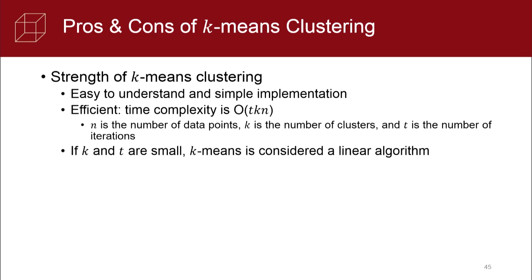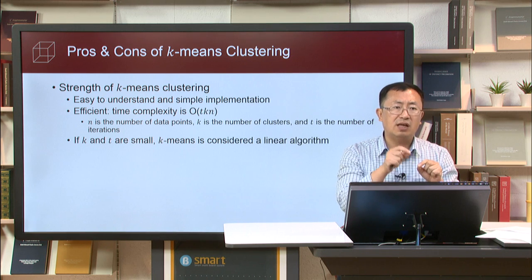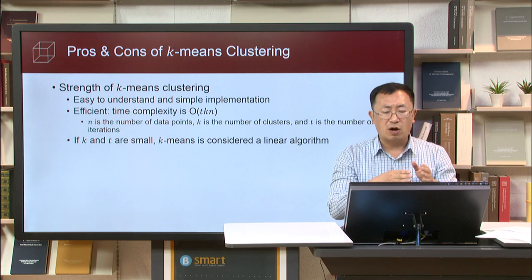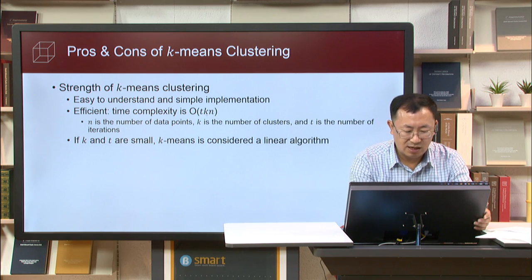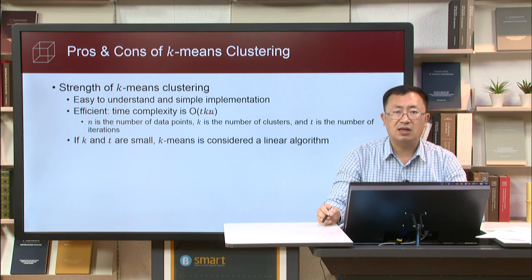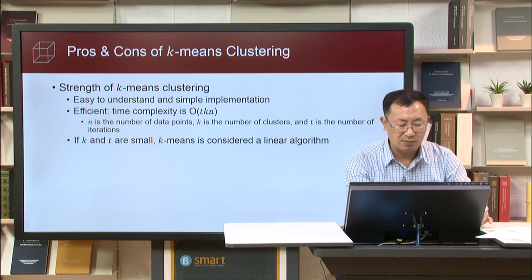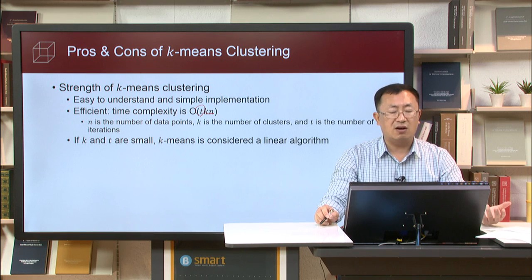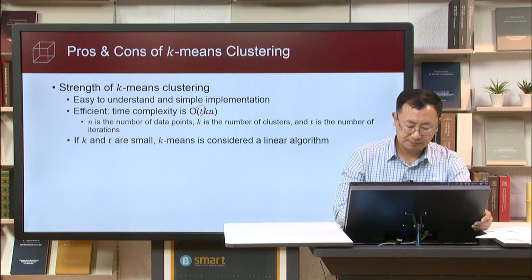You need to think about how many calculations we have. For each data point, for each iteration, you compute the distance between the data point and every centroid. You do the same thing for every data point, so the n times k comes from that calculation procedure. Then you do the same thing for every iteration, so I multiply by t, which is the number of iterations. When k and t are small, k-means is considered a linear algorithm, so it's quite fast.